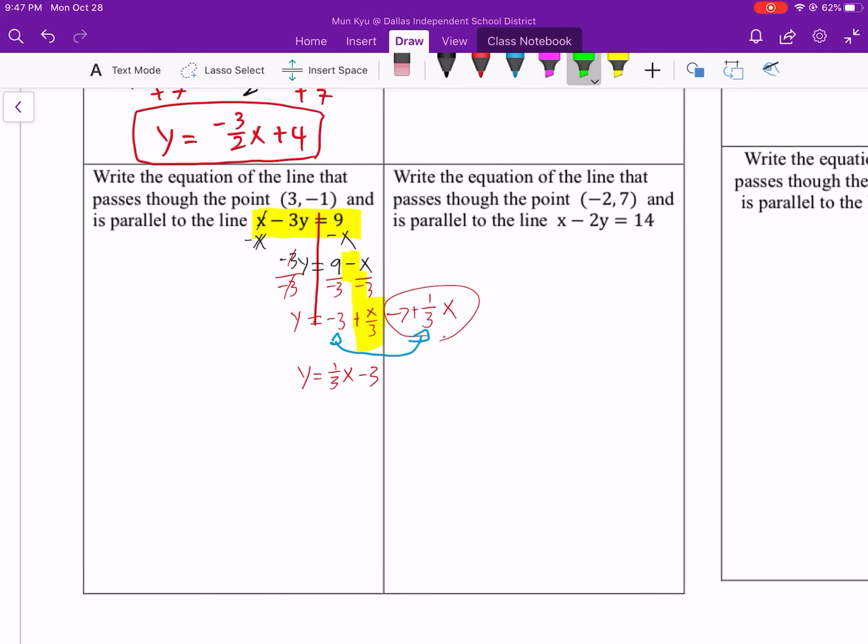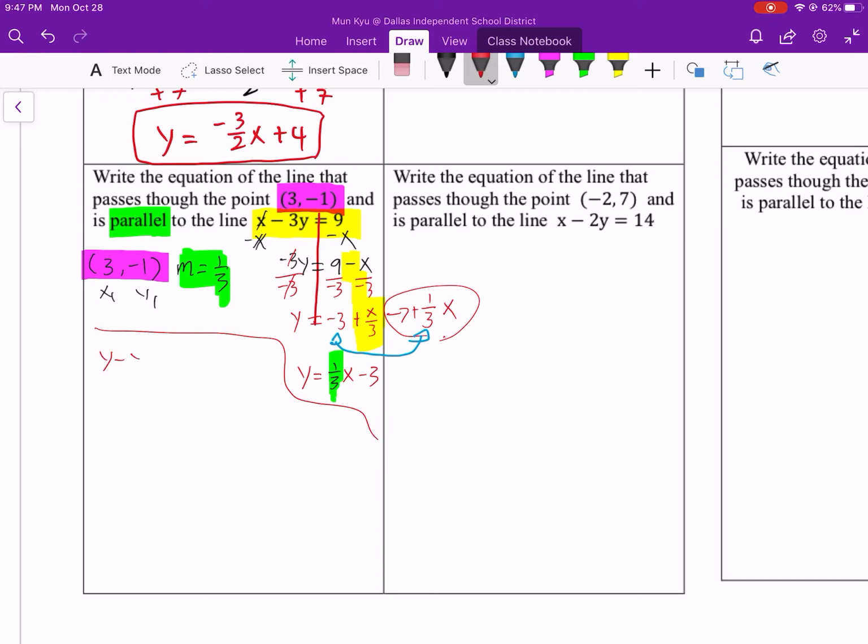But that's not the problem. What we want to find is a parallel line. So we did all this hard work to find this slope, which is 1/3. Other than that, we have everything here: (3, -1), and the slope is 1/3. The slope I got from the bottom here, and 3 and -1 I got from here. Right? x1, y1.